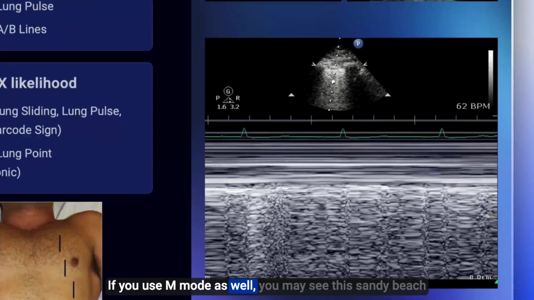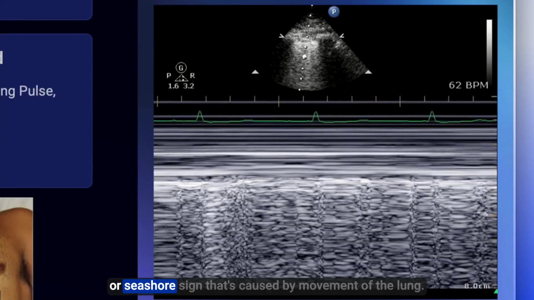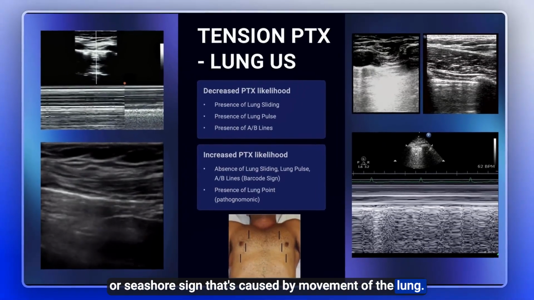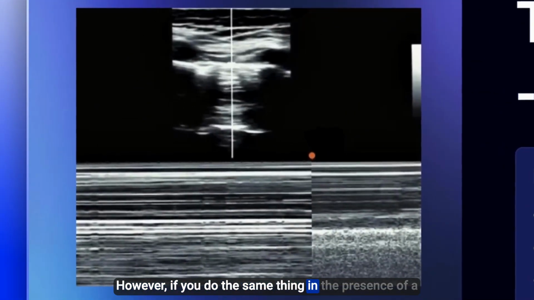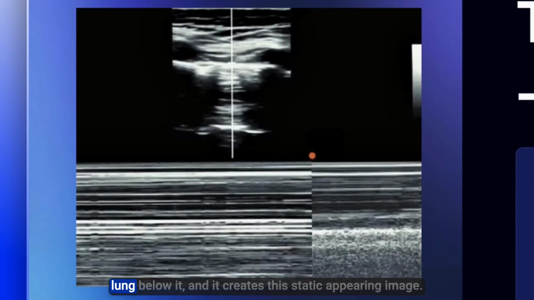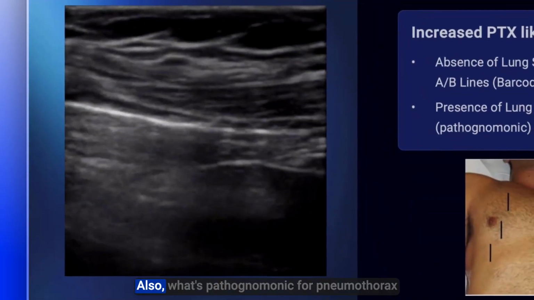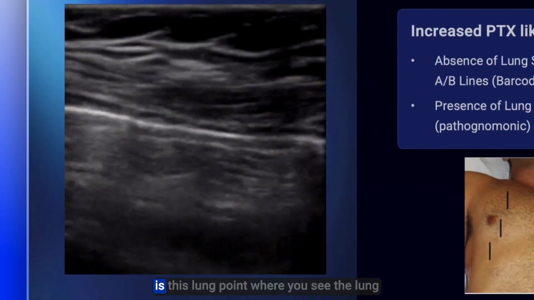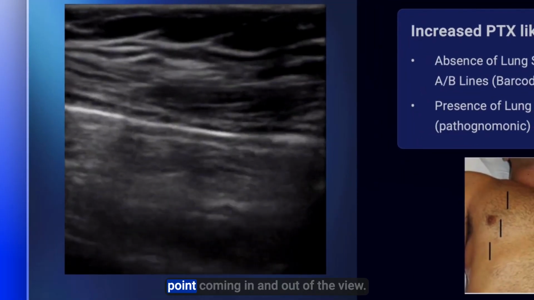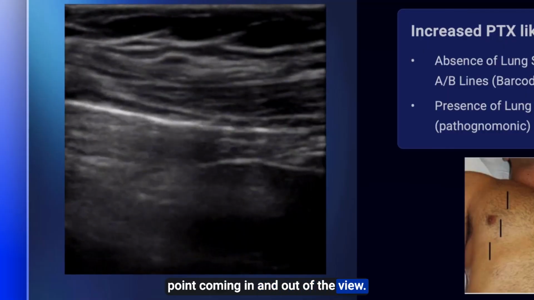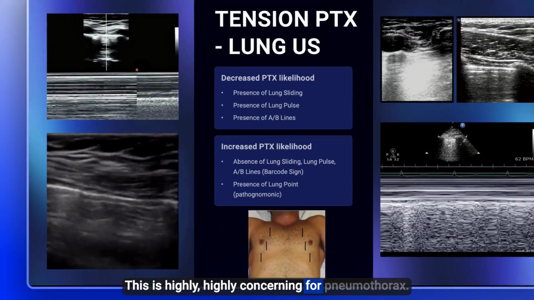If you use M-mode as well, you may see this sandy beach or seashore sign that's caused by movement of the lung. However, if you do the same thing in the presence of a tension pneumothorax, you may see what's known as a barcode sign, where you don't see movement of the lung below it, and it creates this static appearing image. Also, what's pathognomonic for pneumothorax is this lung point, where you see the lung point coming in and out of the view. This is highly, highly concerning for pneumothorax.